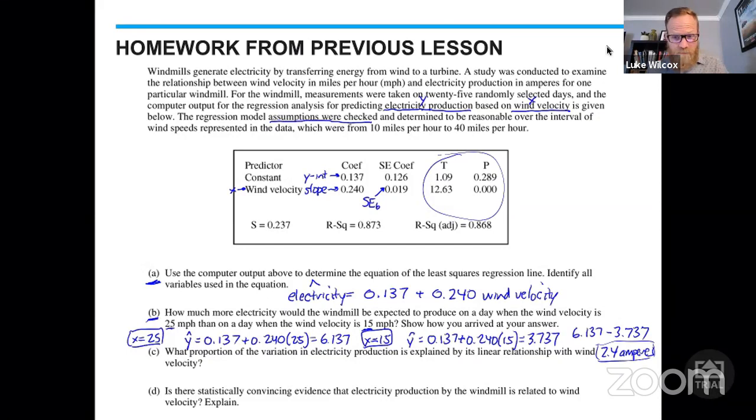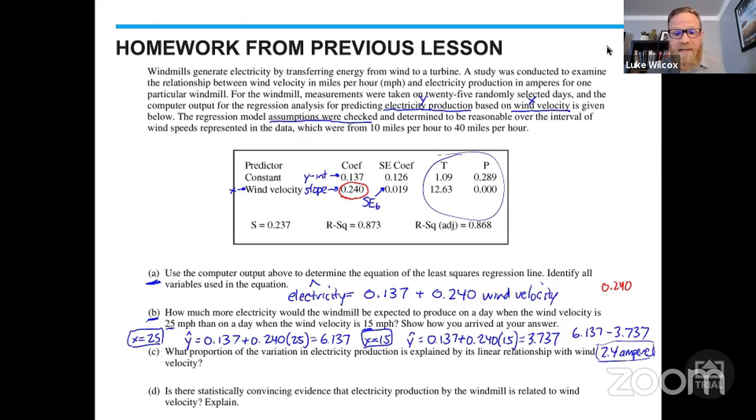Now that's the long way. I told you there was a short way. And the short way has to do with this value right here, which is the slope of the line of best fit. And if you think about the interpretation of that slope, it tells you for an increase of 1 in x. So for an increase of 1 mile per hour in the wind velocity, we would predict that the electricity would increase by 0.240. Now, that value, that 0.240, is the predicted increase in the electricity if we increase by 1 mile per hour.